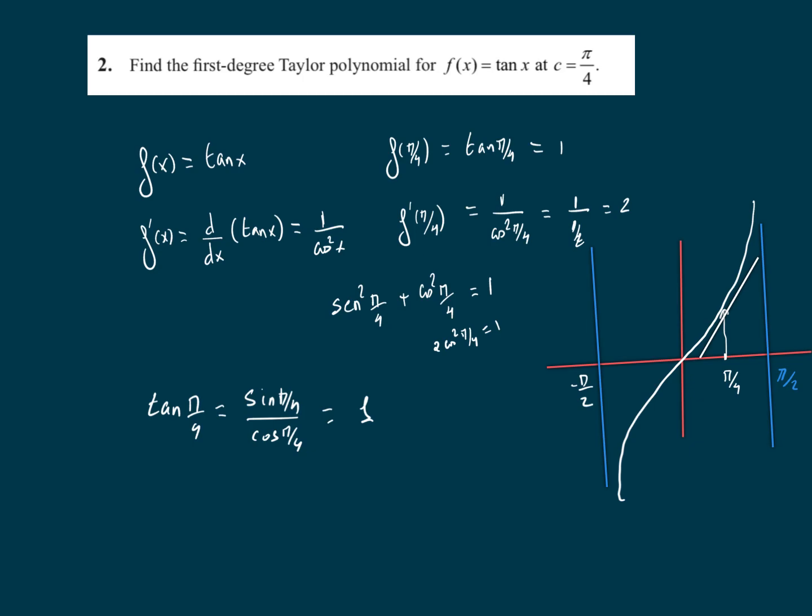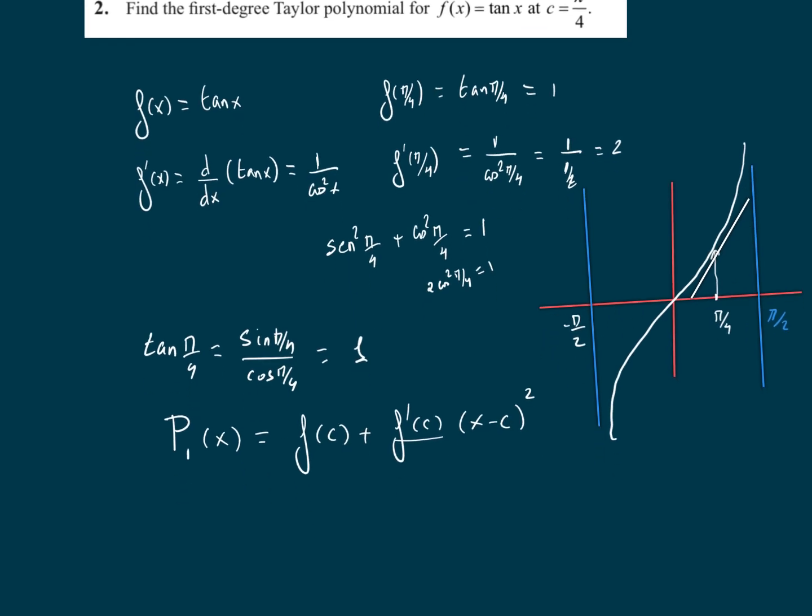How will I find it? I will write what I know, how to construct a first degree Taylor polynomial centered at c. P1 will be f of c plus f prime of c divided by 1 factorial multiplied by x minus c. In our case, P1 of x will be f of pi divided by 4 plus the derivative of the function with respect to x, evaluated at the point x equals pi divided by 4, multiplied by x minus c. x minus c is a linear term, x minus c raised to the 1.